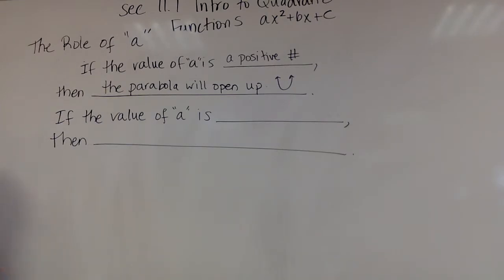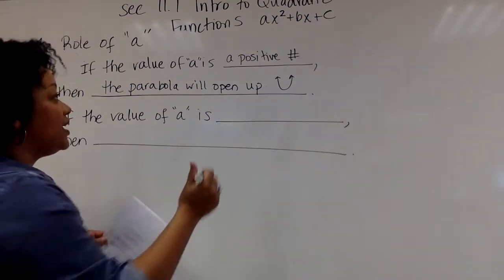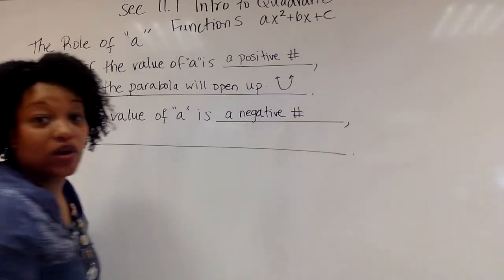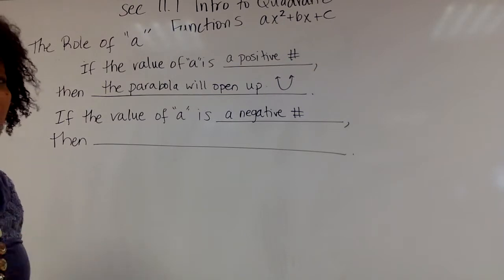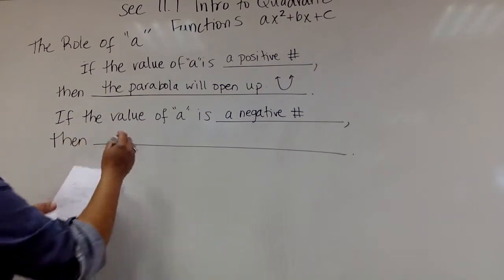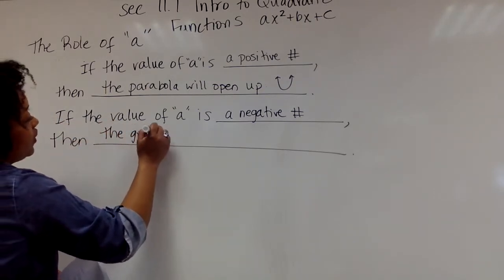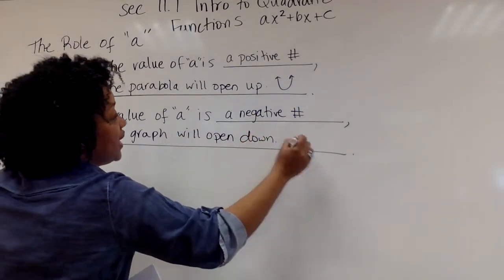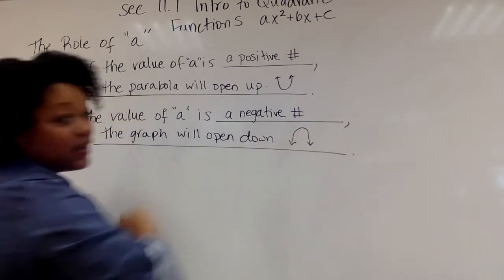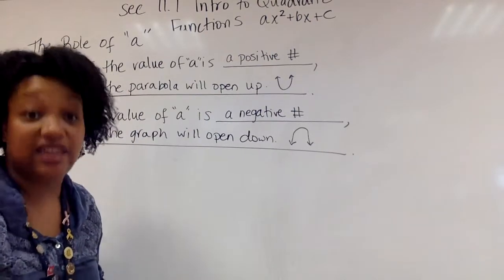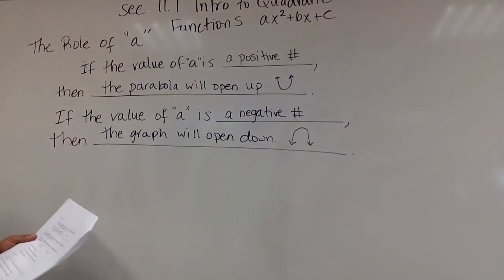For your next sentence, this is what occurred for example 2. If the value of your A is a negative number, like it was in example 2, it was a negative 3, you notice the difference in your graph. If the A is negative, then the graph will open down. So it will be an upside down U. And notice how I'm putting my arrows on there. I expect you guys to do the same thing. Put your arrows on there to show that it's continuous. So this is what your A does.